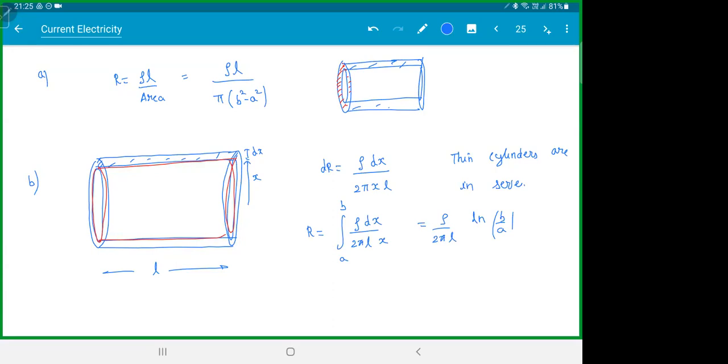2 pi x L is the surface area of a cylinder, right? What is the curved surface of a cylinder? Circumference into length, no? Please check, it's a good one.